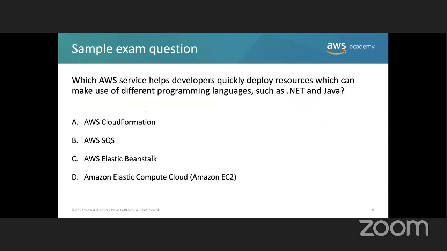Now, sample question: which AWS service helps developers quickly deploy resources which can make use of different programming languages, such as .NET and Java? Come on, guys, you can answer that. C. C is the answer, okay? The answer is C.